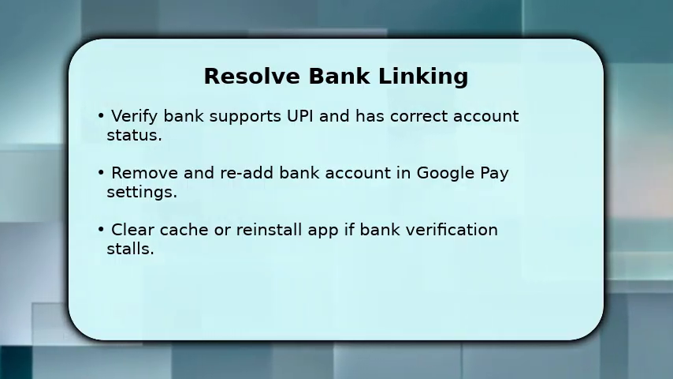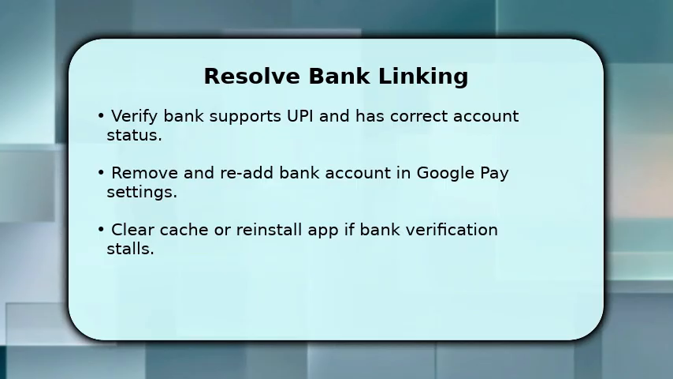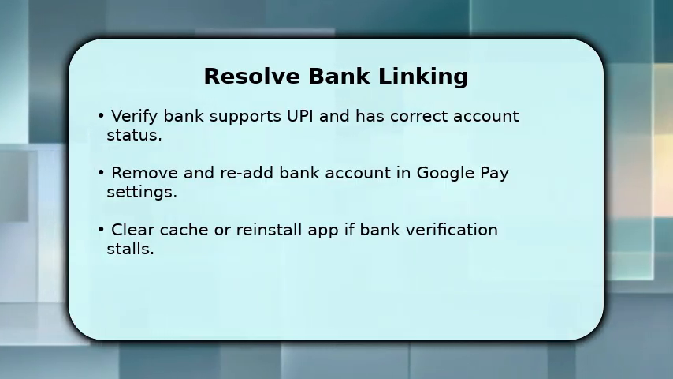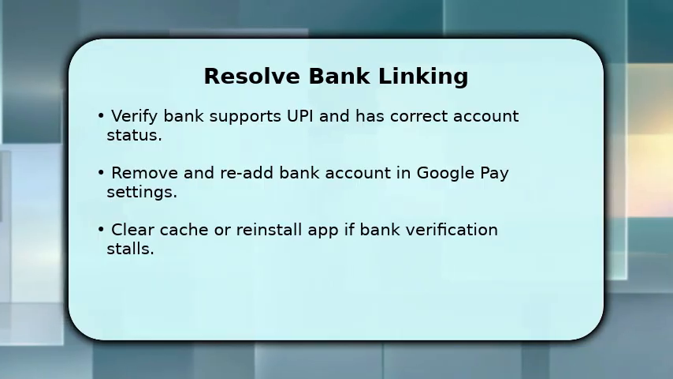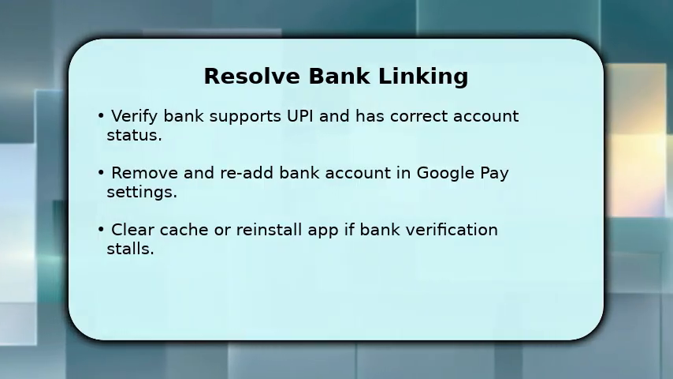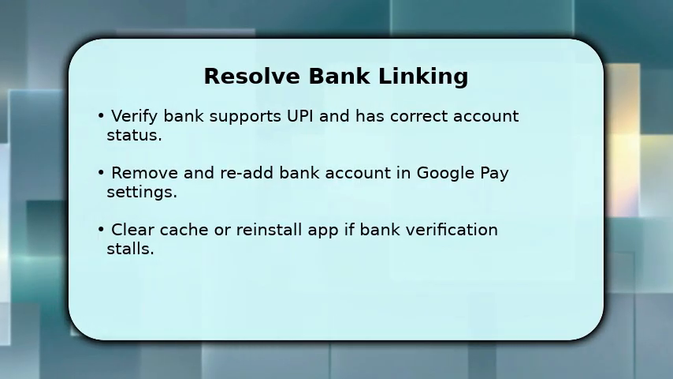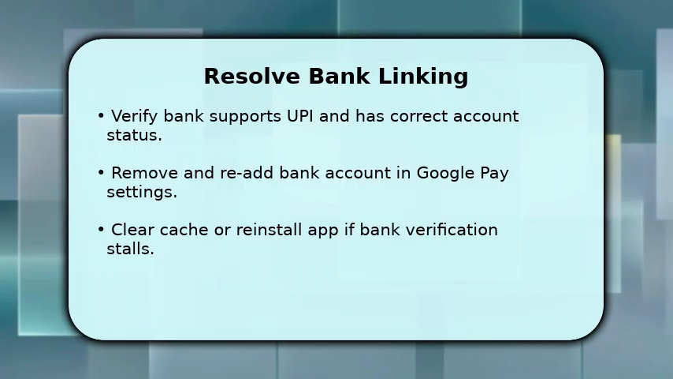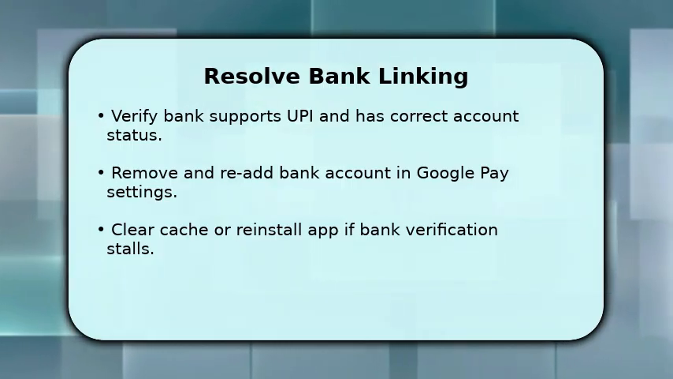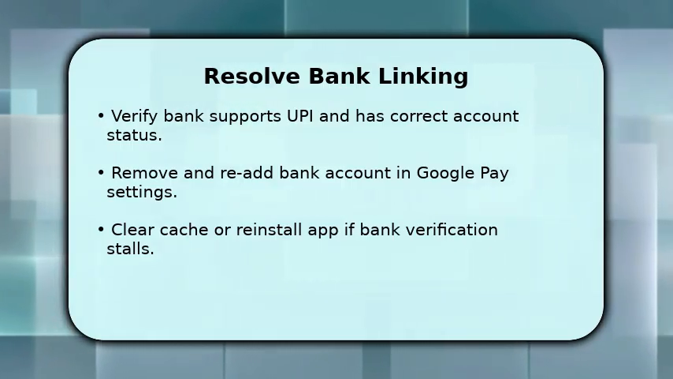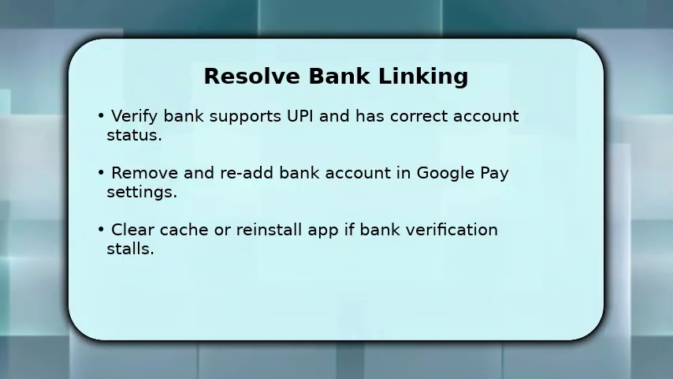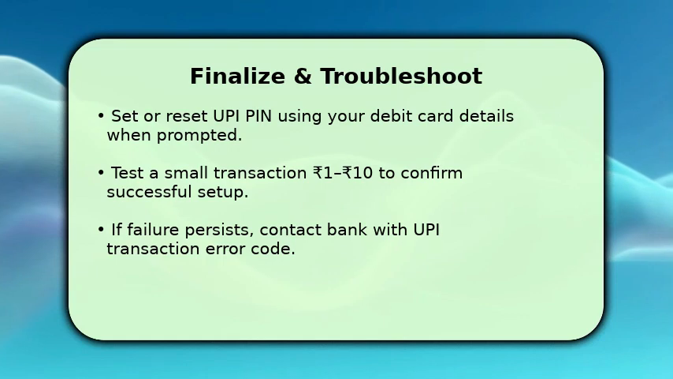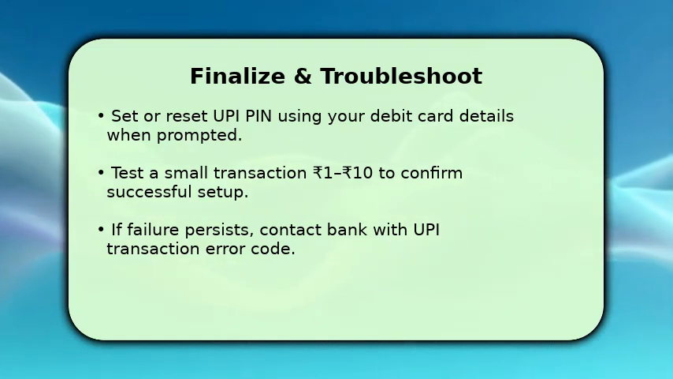Next, remove the bank from Google Pay and re-add it so the app reinitiates the bank verification flow. During the relink, allow SMS and phone permissions so the app can fetch the MPIN token. If verification stalls, clear app cache or reinstall the app, because stale data often blocks the verification handshake between app and bank servers. Finish by setting or resetting your UPI PIN using your debit card number and expiry.